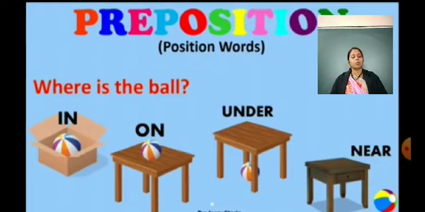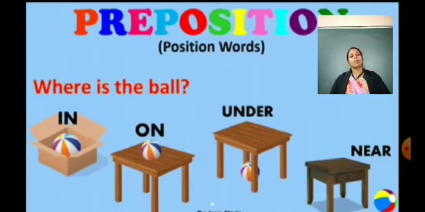So I told you that these 4 prepositions: in means में या के अंदर, on means पर, under means के नीचे and near means के पास या नज़दीक. तो हम ये 4 प्रीपोजिशन के कॉन्सेप्ट को समझेंगे.